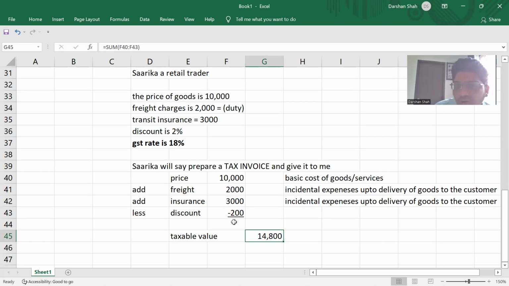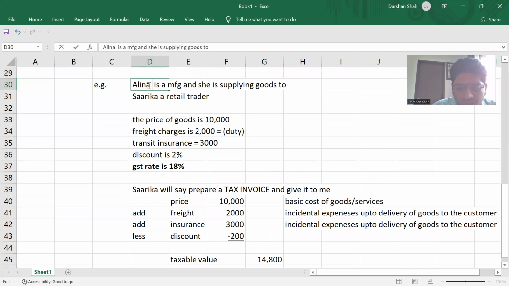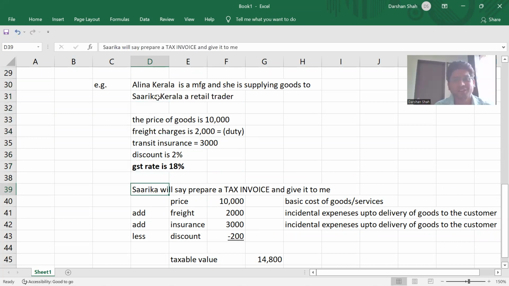So when Alina gives a tax invoice to Sarika, what will she write? She will write the taxable value as 14,800, okay, and GST at 18%. So should I show GST at 18% or should I bifurcate it? Let us say Alina and Sarika are both from, I don't know which states you are from, so I'll take a random state, Kerala. Both are from Kerala.